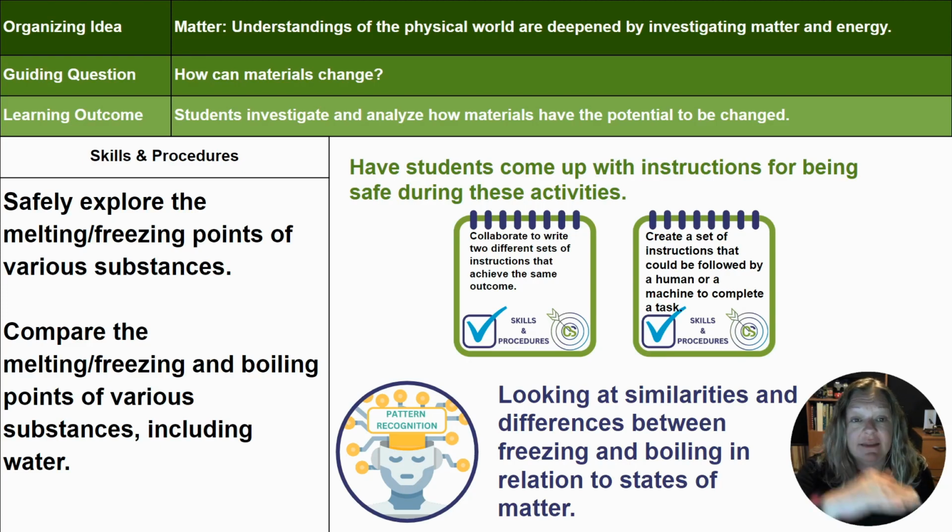After we've done this activity in learning, could you look at a way to tell a machine or another human how to do this? What would those instructions look like? Looking at the similarities and differences between freezing and boiling in relation to states of matter. Again, just making a quick connection into pattern recognition.